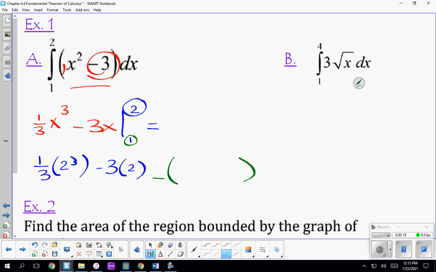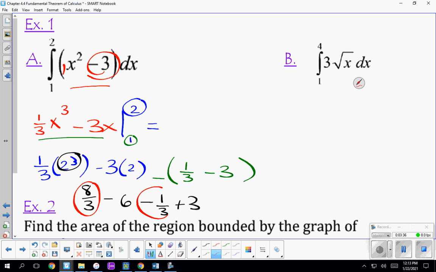What's really important here is that we put this in parentheses because this is a binomial. So I'm going to have 1/3 times 1 cubed minus 3 times 1. From here, we're just evaluating. This turns into 8/3 minus 6 minus 1/3 plus 3. If I combine my fractions first, 8/3 minus 1/3 is 7/3, and -6 plus 3 is -3. You could get common denominators and subtract if you want.